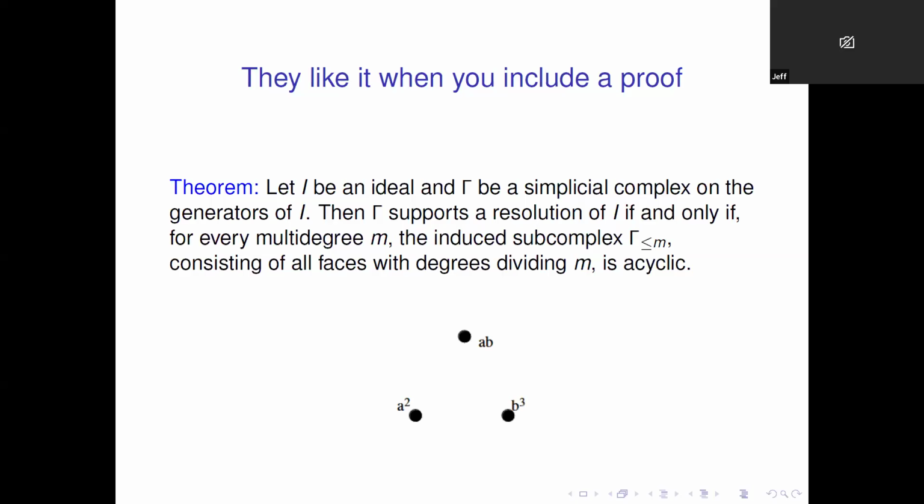So for example, this thing here where my gamma is just three dots and I'm trying to resolve a squared, ab, and b cubed, that is not going to support a resolution of I, because for example, if I look at M equal to a squared b, then in the induced subcomplex, I'll get to throw out the b cubed, but I'm still left with two dots, a squared and ab, that are not connected. And if we're not connected, then our zeroth homology is non-trivial. So we are not acyclic.